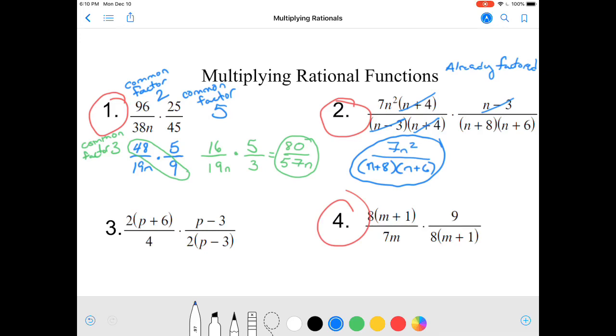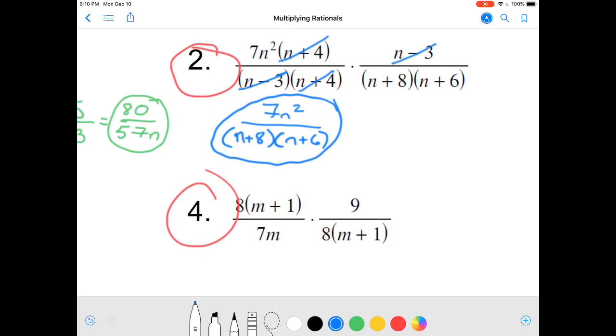Problem 4 is very similar to problem 2 in that it's already factored. We're going to look for our common factors in the numerator and denominators. So we have the m plus 1, which is that common factor binomial, and then the 8, which is a common factor as well. So we're going to be left with 9 over 7m. Super simple. I'm going to go ahead and show you these problems one more time, just to make sure that you have everything copied down in your notes.